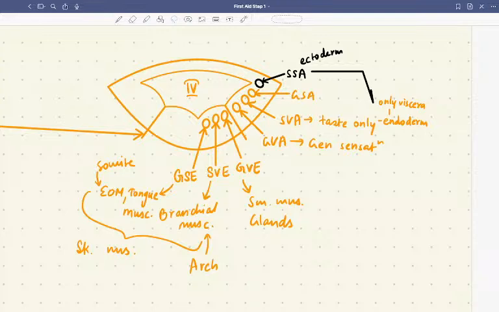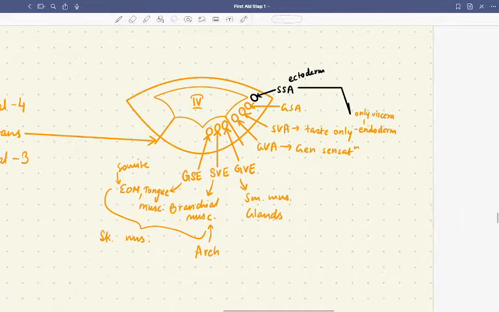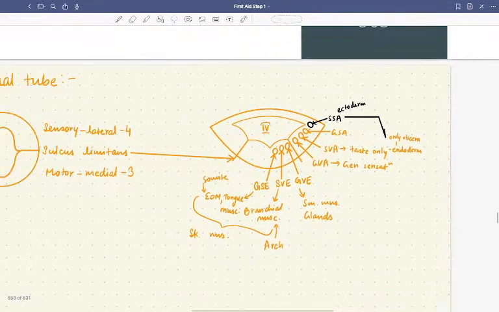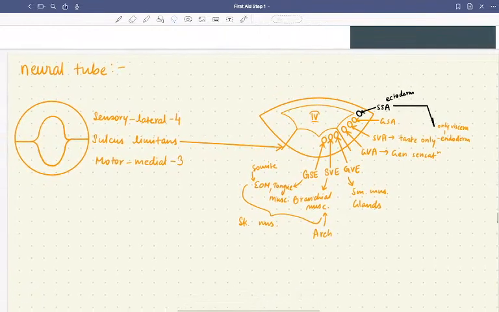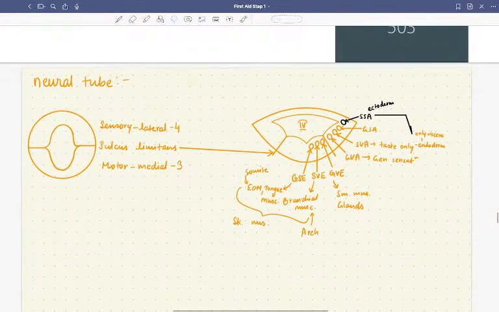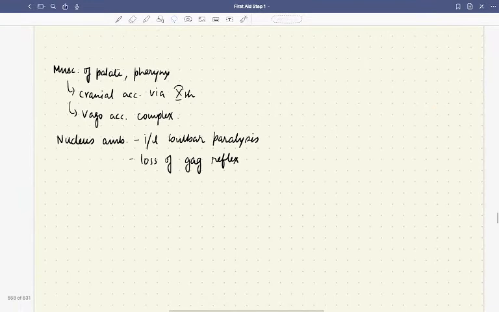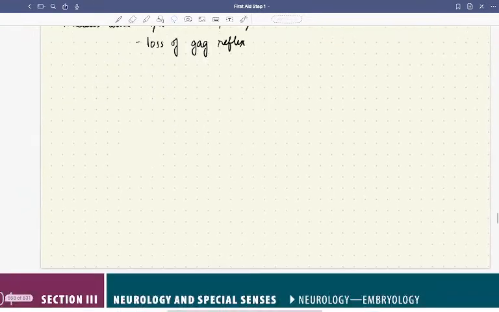Okay, and GSE is going to be your general somatic efferents. That's going to be all the extraocular muscles and so on. So all the skeletal muscles are going to be these two, that is GSE and SVE. Special visceral efferent is basically the branchial muscles and so on, stapedius and all of that. We'll do that later, that is not really required.